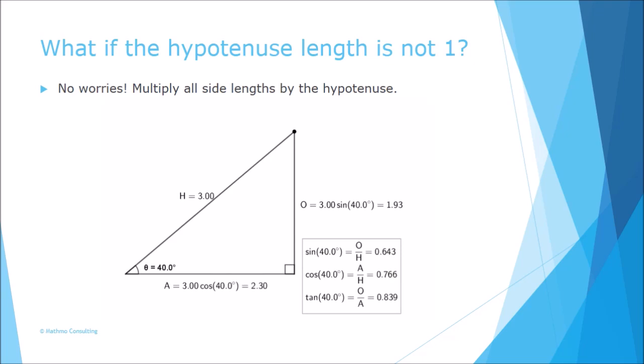In the case of sine of 40 degrees, we can say that the opposite side is roughly 64.3% of the length of the hypotenuse. Similarly, the value of cos of 40 degrees tells us that the adjacent side is roughly 76.6% of the length of the hypotenuse.